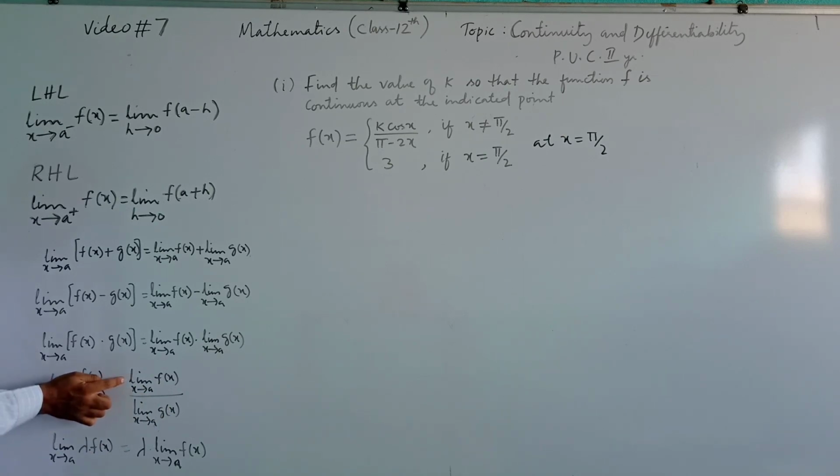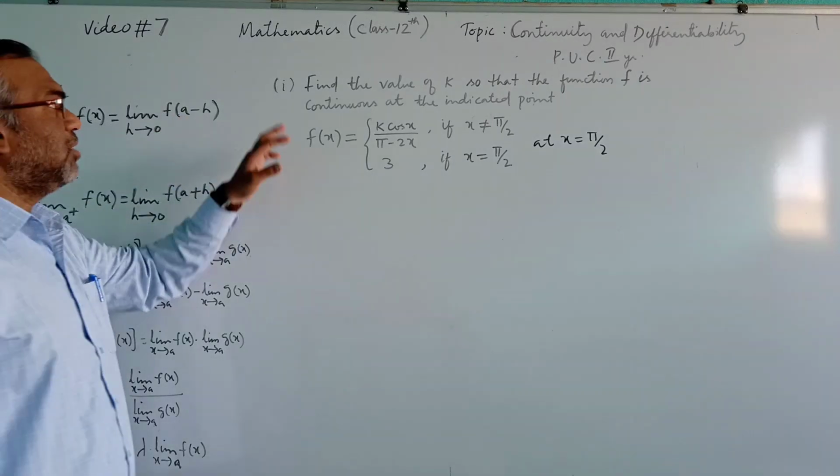See, one single limit is applied to both numerator as well as denominator. And one more is there: limit x approaches a, lambda is a constant, f of x will be equal to lambda times limit of f of x. This lambda can be taken out of the limit and the limit will be applied only to the function. This is one more algebra of limits. This is important.